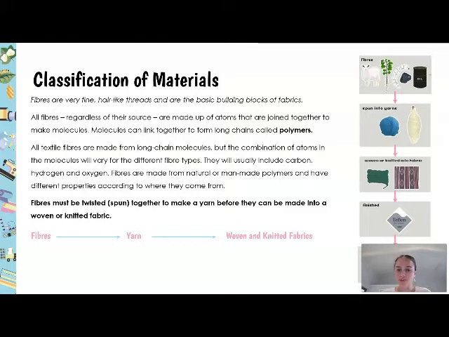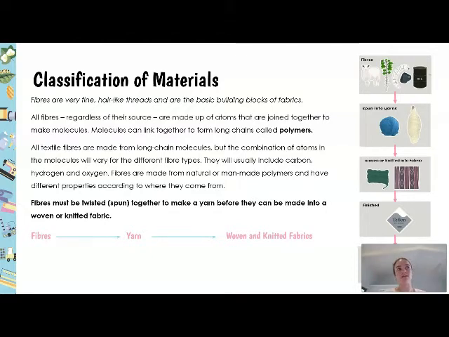They will usually include carbon, hydrogen, and oxygen. Fibres are made from natural or man-made polymers and have different properties according to where they come from. Okay, so we're going to get into the natural and man-made, but a natural fibre is like a plant or animal hair, and a fibre is made out of that. So for example, cotton or wool is natural.